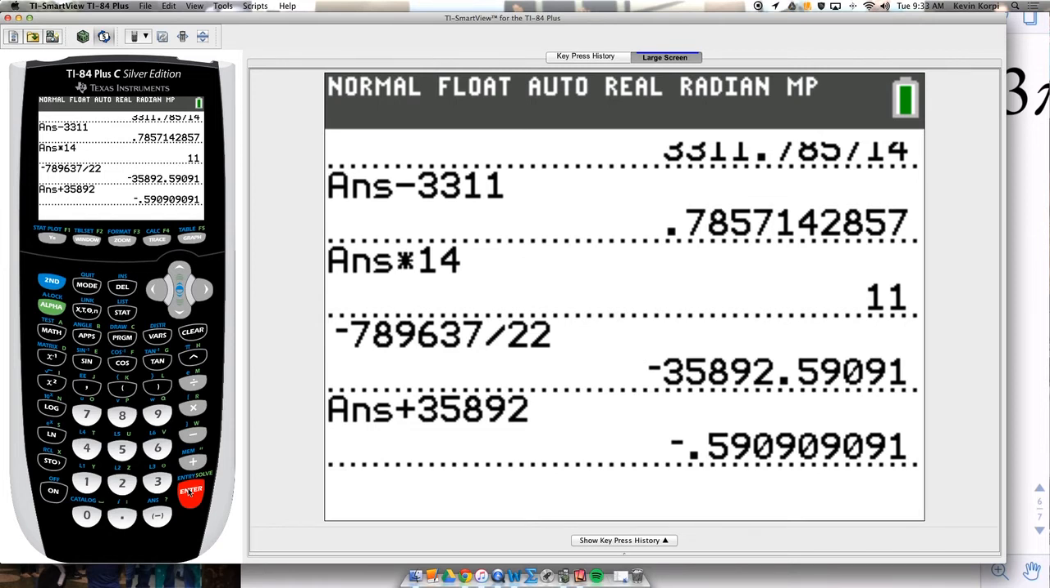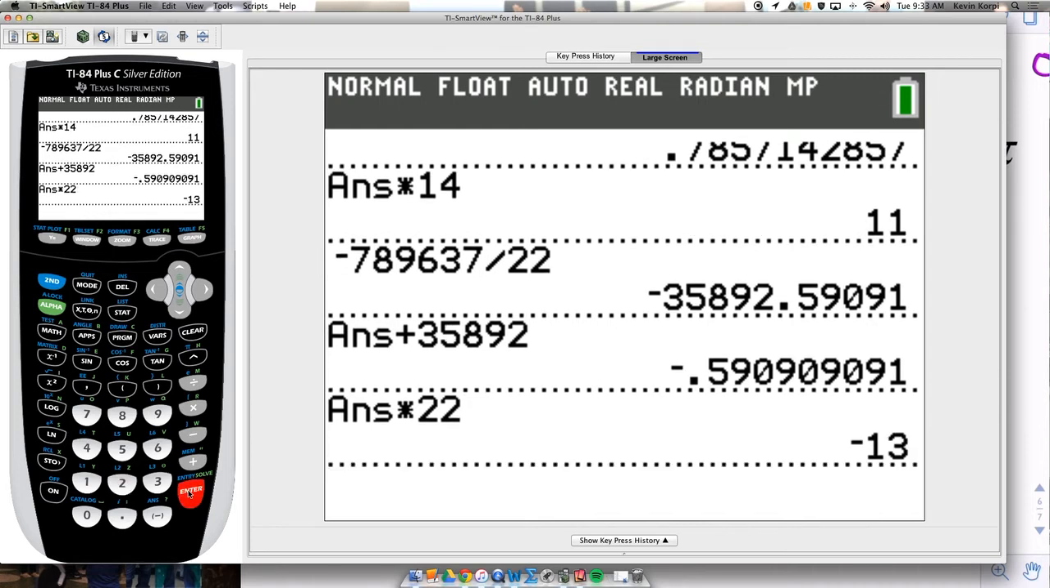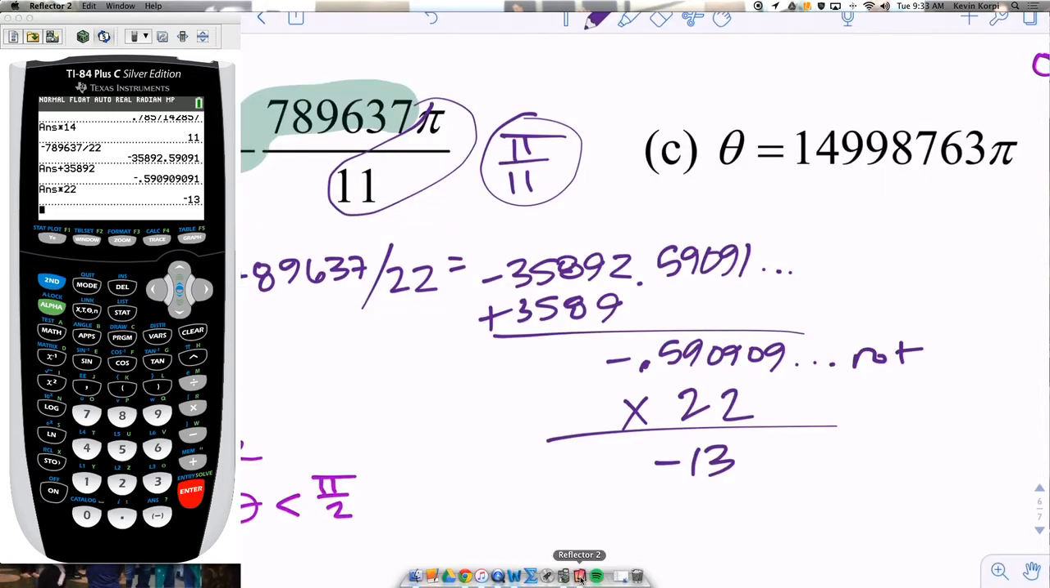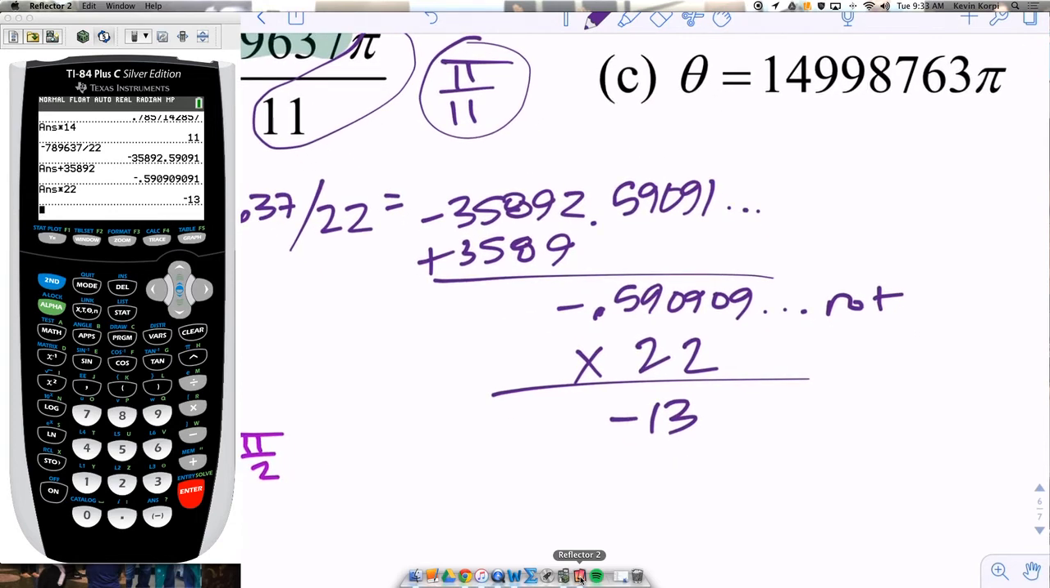Now I need to take that and remultiply. You always remultiply by the same number you divided by, which in this case is 22. Okay, so keep that in mind. For radians, it's going to change every time. For degrees, it's always 360. And you end up with negative 13. Negative 13, then, is not your answer, but it becomes your new coefficient of pi 11ths. So a coterminal angle is negative 13 pi 11ths.